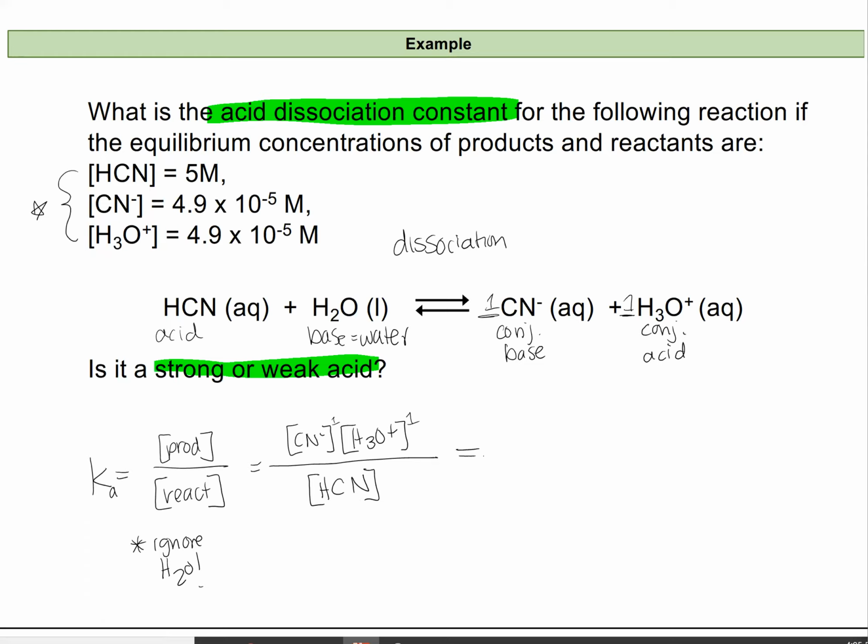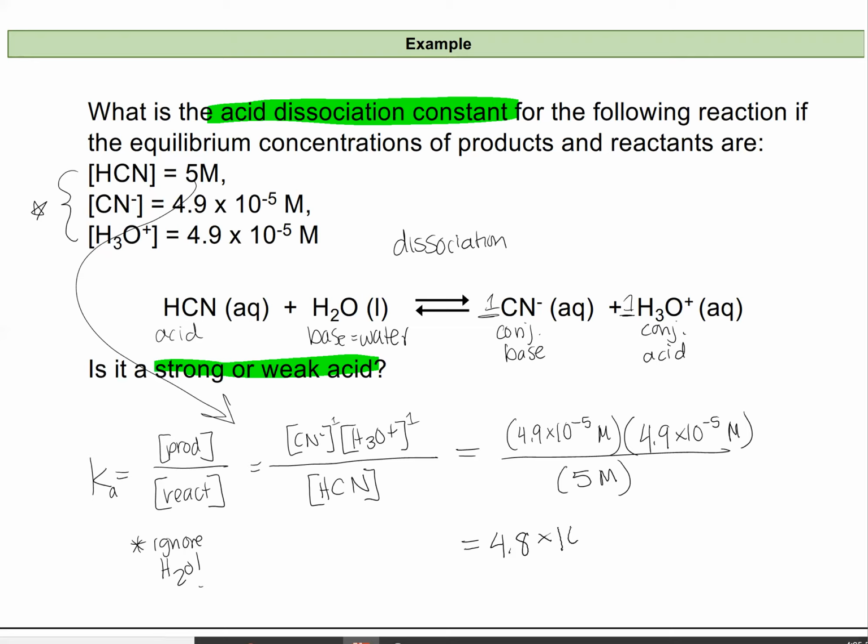So now I can plug these values into my equation. My cyanide concentration is 4.9 times 10 to the negative 5th molarity. My hydronium ion concentration is 4.9 times 10 to the negative 5th molarity. And I'll divide this by my hydrogen cyanide, which is 5 molar. Now, plugging this into my calculator, I get 4.8 times 10 to the negative 10. We usually report K as unitless, so you can just report the number.